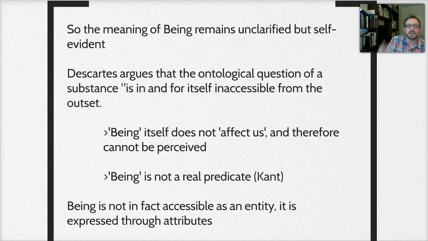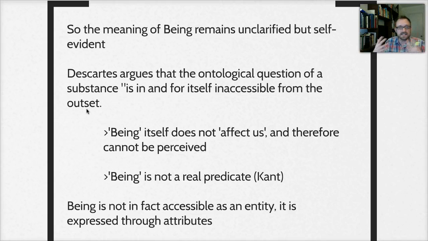Descartes argues that the ontological question of a substance is in and for itself inaccessible from the outset. Being itself does not affect us, and therefore it can't be perceived, right? Descartes argues that the ontological question of substance is in and for itself inaccessible from the outside, right? I can never know what being itself is. All the best I've got is extension, right? Being doesn't present itself to us.